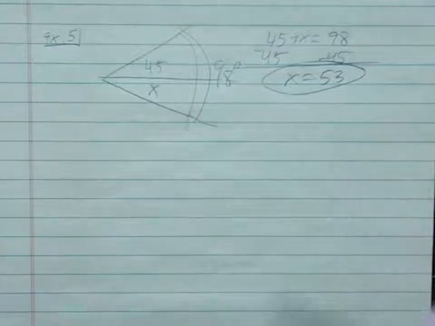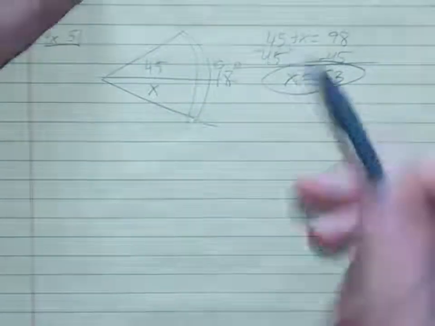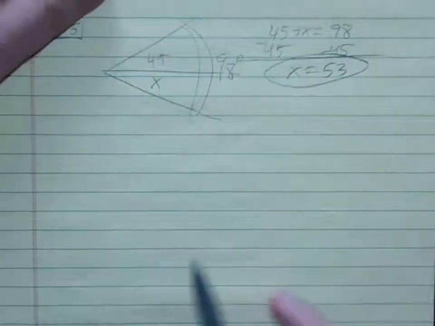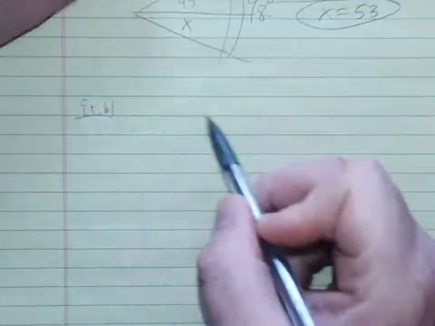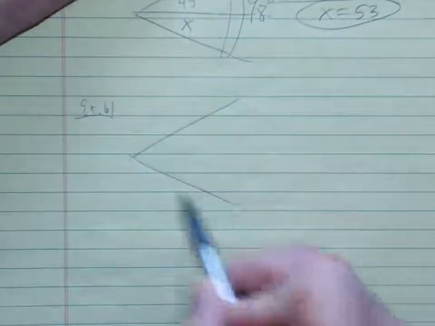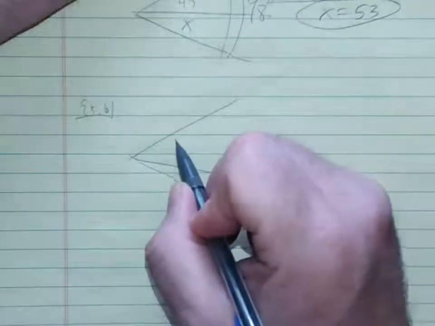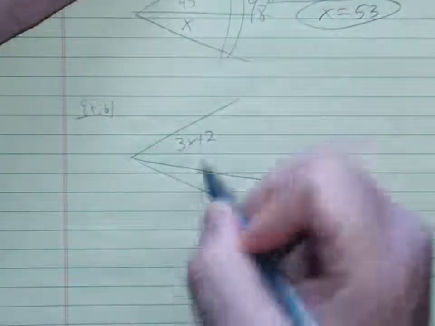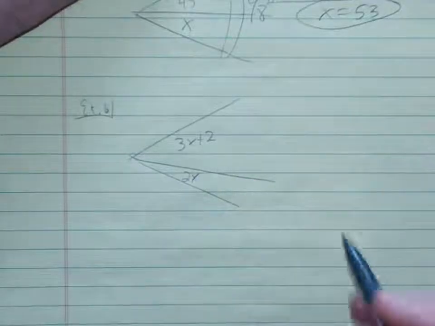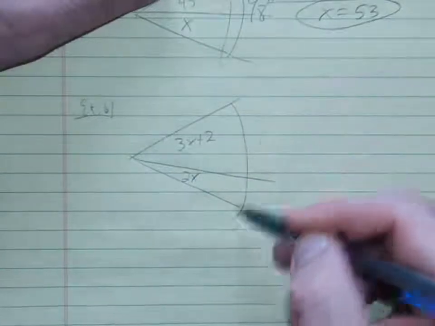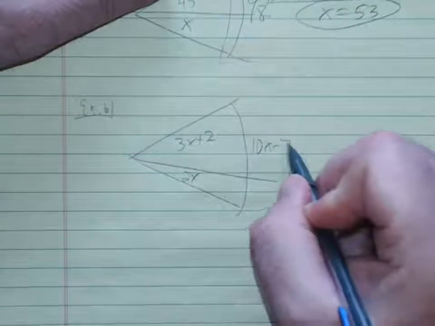And I could give you an example like the last one we did with the segments, with the lines, where you have an expression here, an expression here. It's the same thing, right? I'll set it up, but I won't solve it for you, because I don't want your mind to be blown out of your head, all right? Let's say that this is 3x plus 2. And let's just call this 2x. That's fun. And let's say the whole thing is like 10x minus 7.